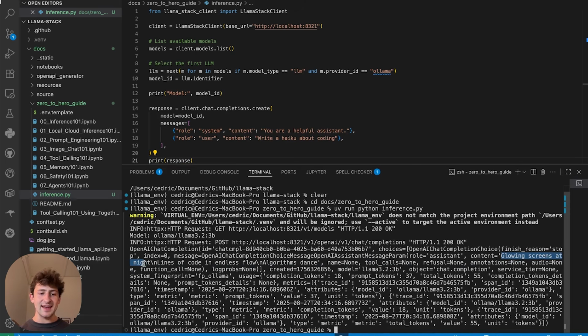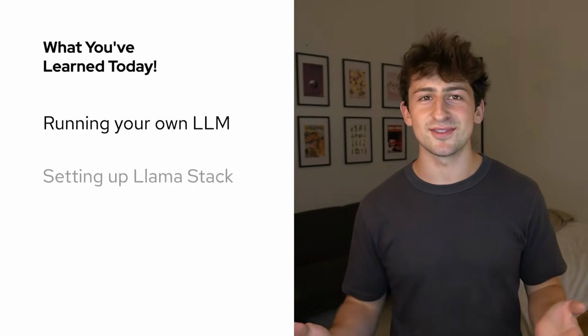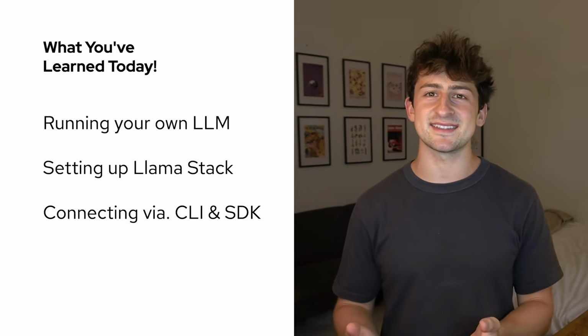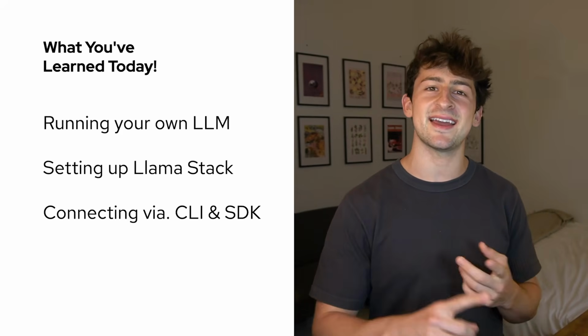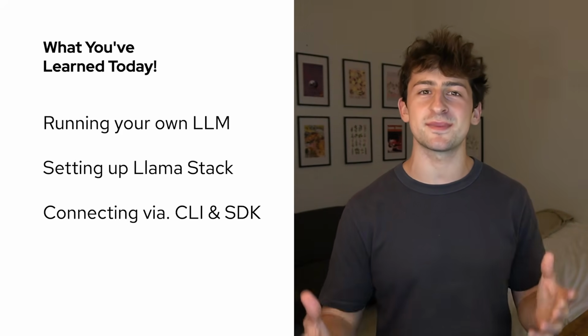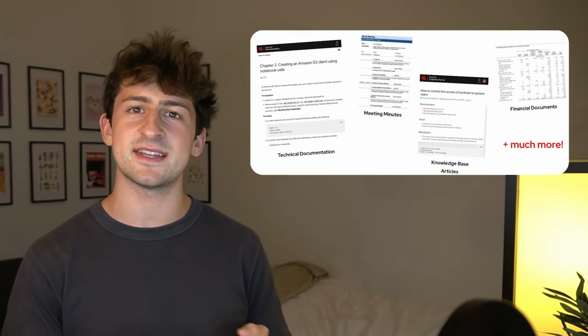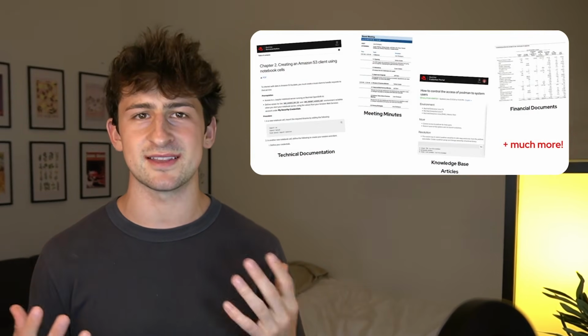Glowing screens at night, lines of code in endless flow, algorithms dance. That's a pretty cool haiku if you ask me. So you've now learned how to run your own local model, to set up a Llama Stack instance and connect to it both via CLI and Python SDK in order to start building applications with Gen AI. Now, this is just the beginning, and in the next episode, you're going to learn how to chat with your own data from websites, PDFs, and images using local models with Llama Stack.